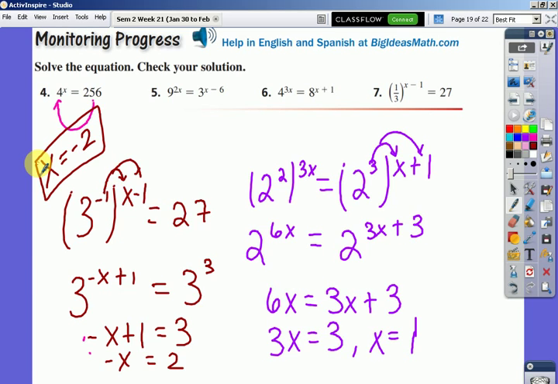And again, just check it. Negative 2 times negative 1, if you plug it in for x, is 2. 2 plus 1 is 3. 3 cubed equals 3 cubed. All right, any other questions?